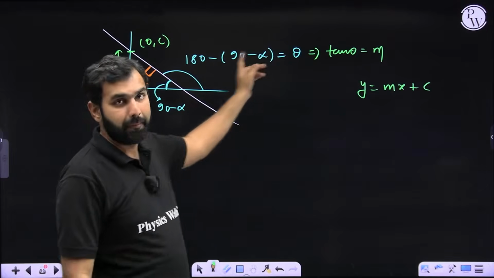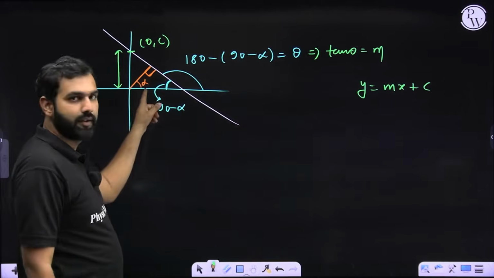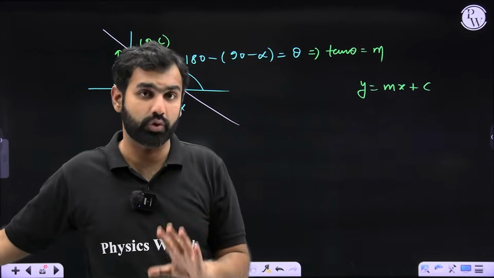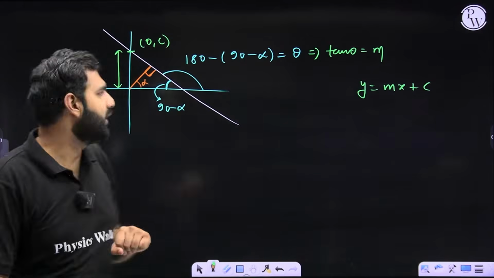So we have cracked m. I hope you know, because we know alpha. So I think with alpha we can crack theta, and if we have cracked theta, we know tan theta, we know the slope, which means we have m. How do we crack c?